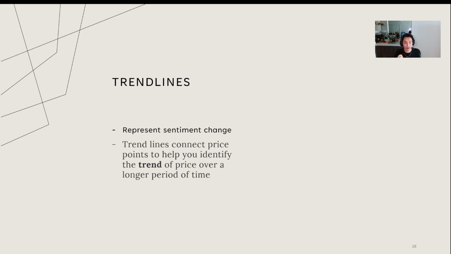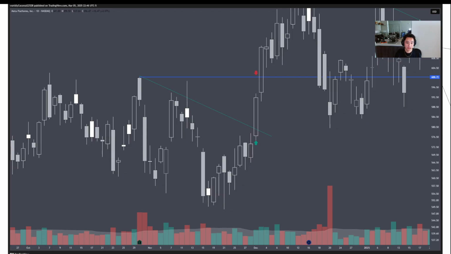And simply put, how it works is you connect price points to help you identify the trend of how price is going over a longer period of time. Let's look at an example here. So this is Meta on the daily time frame here. As you can see on this green line, it's clear that Meta stock is trading at a downward trend. We tried breaking it here, but we got a fat rejection and we ended up pulling back pretty aggressively.